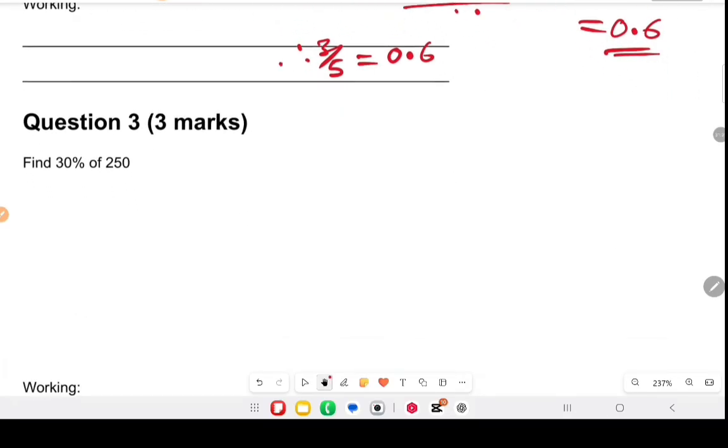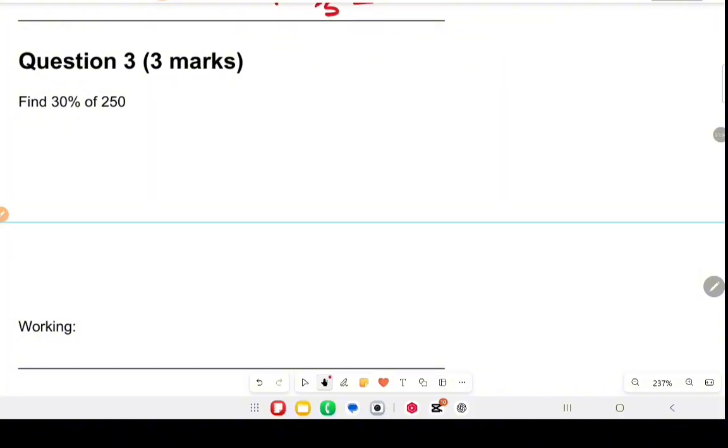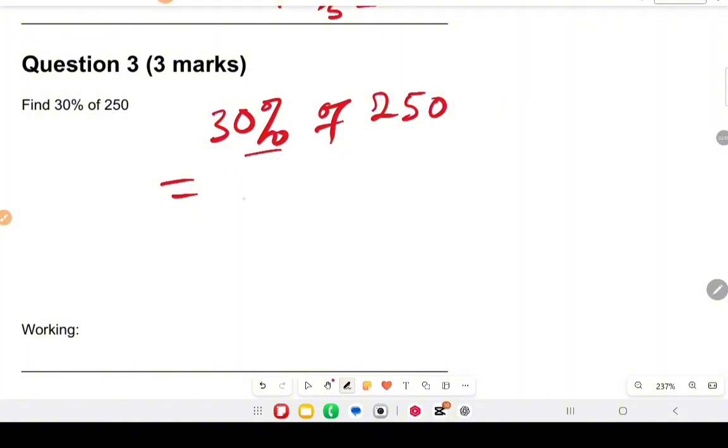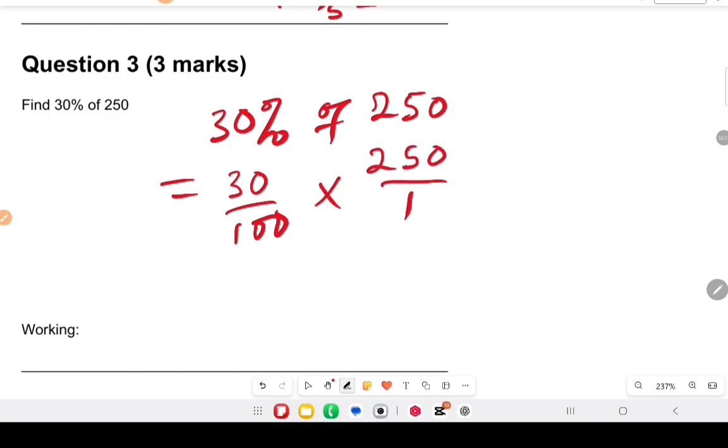We move to question number 3. It's talking about percentage, which means find 30% of 250, which is the same thing as, to remove this percentage sign, we have to divide by 100. 30/100 of means times 250 all over 1. 0 cancel 0, 0 cancel 0, left with 3 and 25. 3 times 25 gives us 75 as the answer.